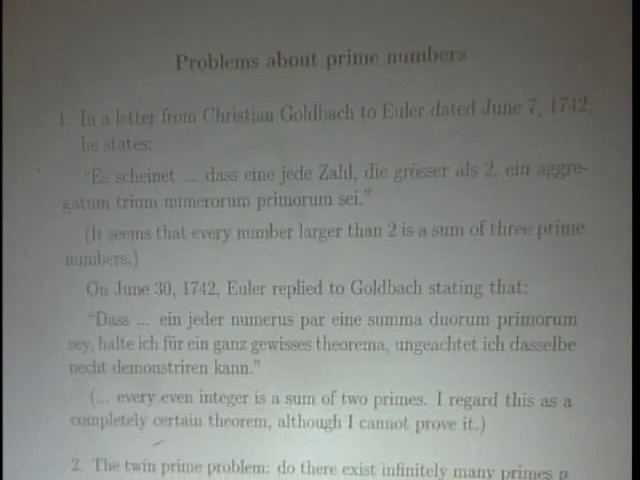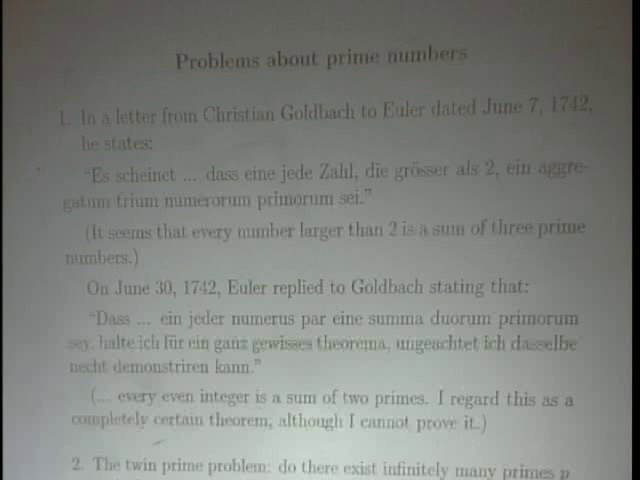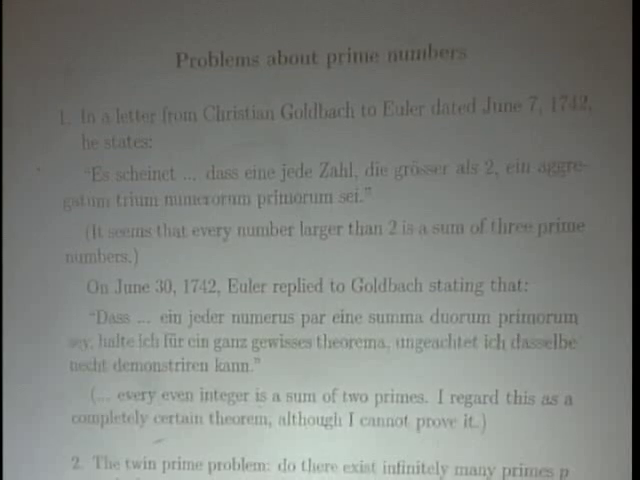The first one is the famous Goldbach problem. And I've quoted here, with translation, the actual letters that were exchanged between Goldbach and Euler in 1742. The question here is, well, ultimately, can every even integer greater than or equal to 4 be written as a sum of 2 prime numbers? As far as we know, this appears to be correct. Euler, in 1742, says, every even integer is a sum of 2 primes. I regard this as a completely certain theorem, although I cannot prove it. Well, no one else has proved it either in the meantime.